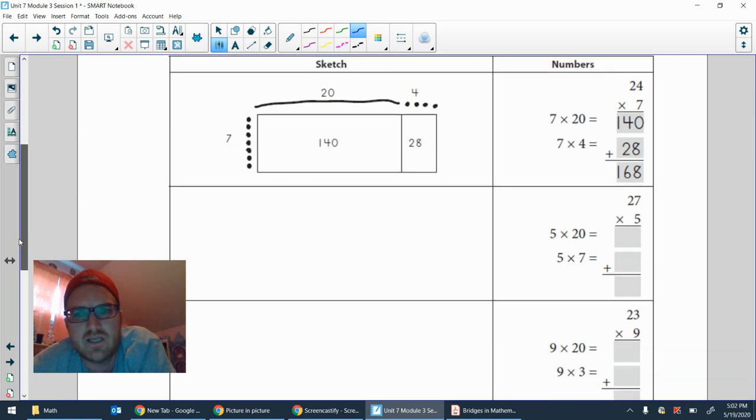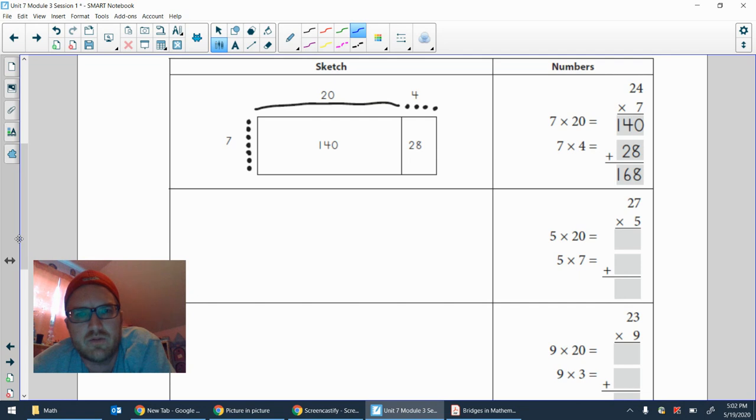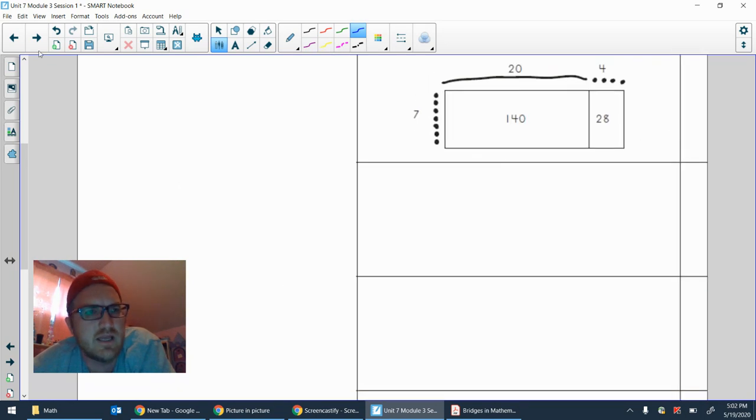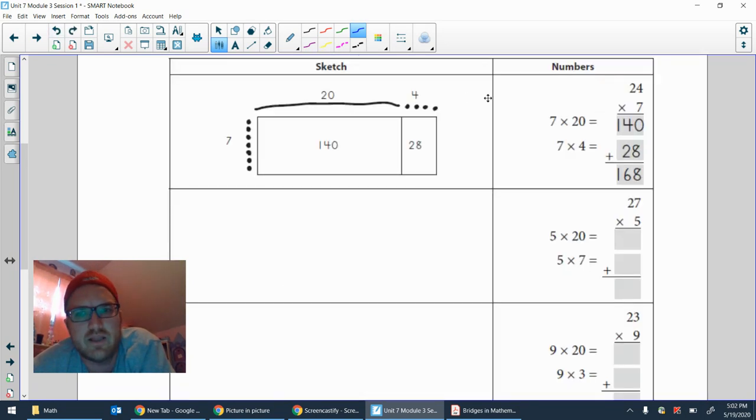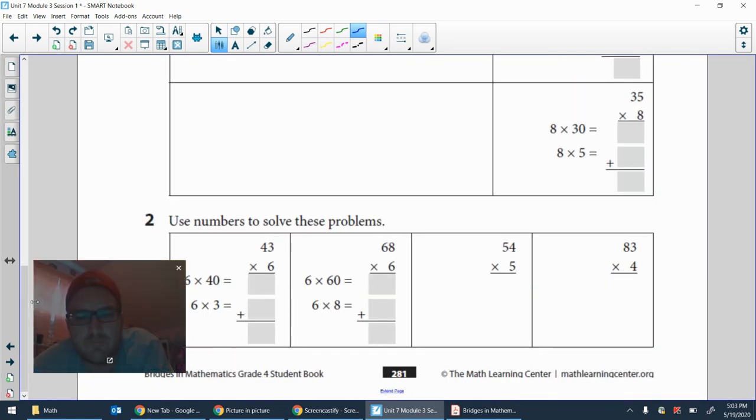Okay. So once again, we had 7 times 24. They broke the 24 apart into 20 and 4. Solved each problem. Boom, boom. And then added them together for their answers over here. So that is your work for the day.